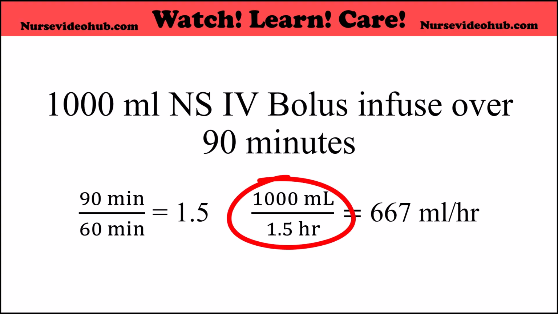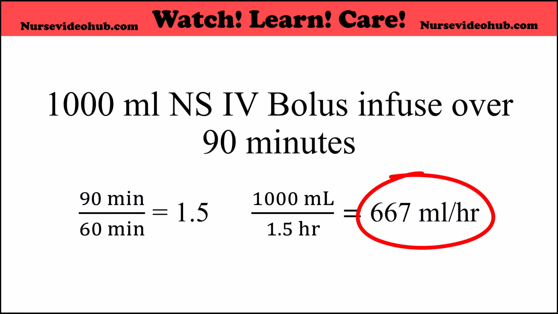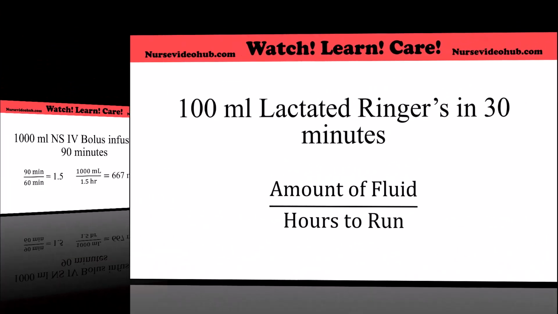Then complete the formula. 1,000 milliliters divided by 1.5 hours equals 667. You could also complete the formula immediately using the 1.5 hours as the time, because you know that 90 minutes is 1.5 hours. You can do the conversion to hours in your head.